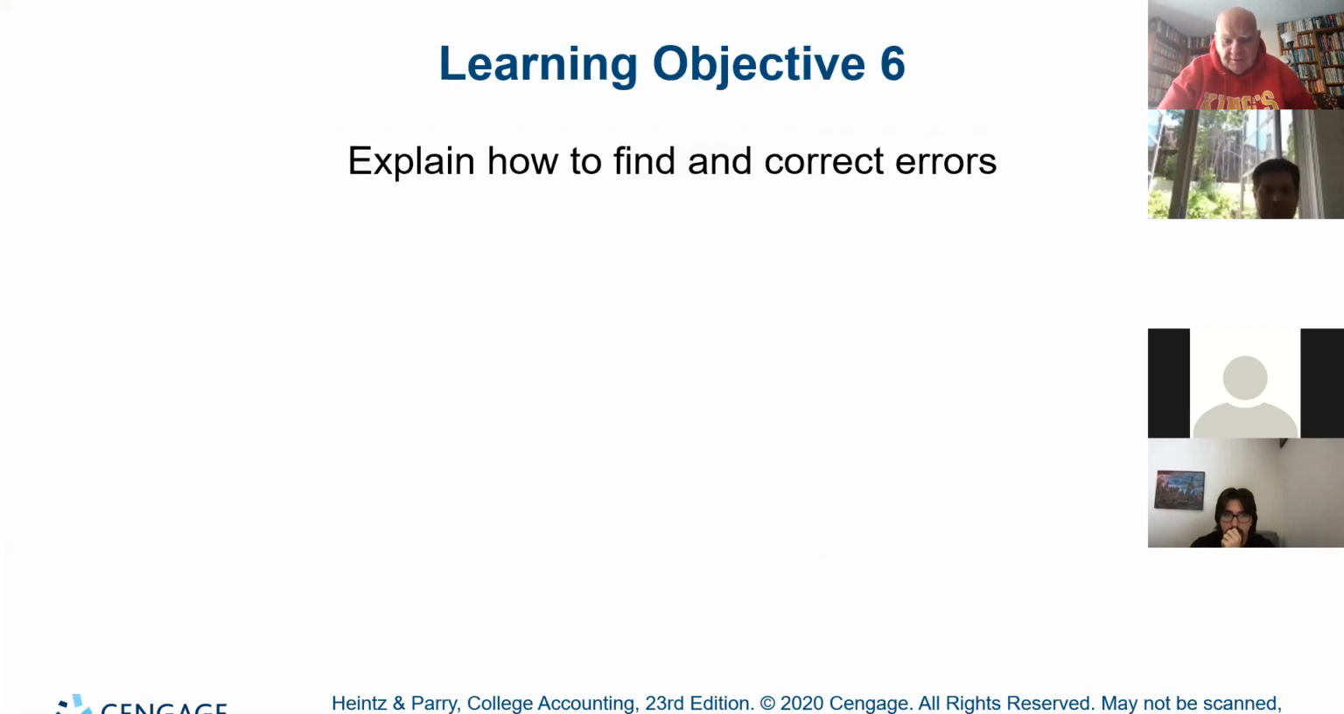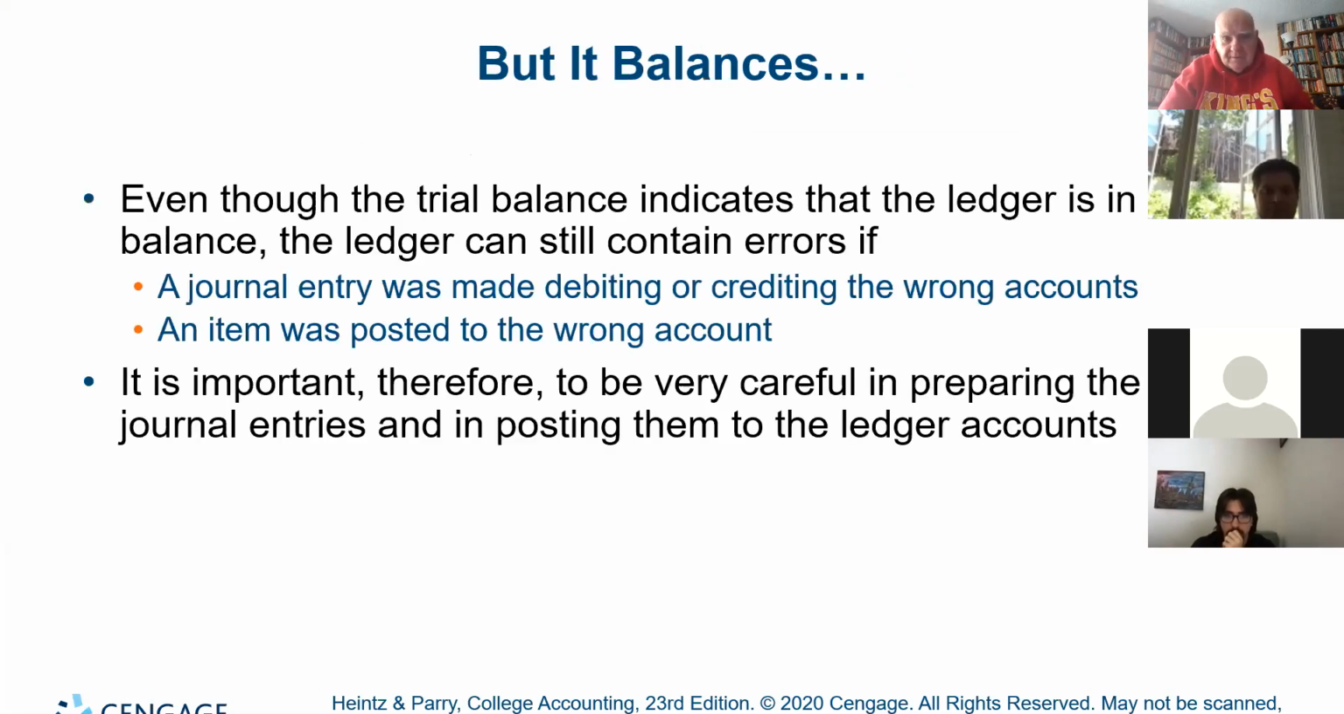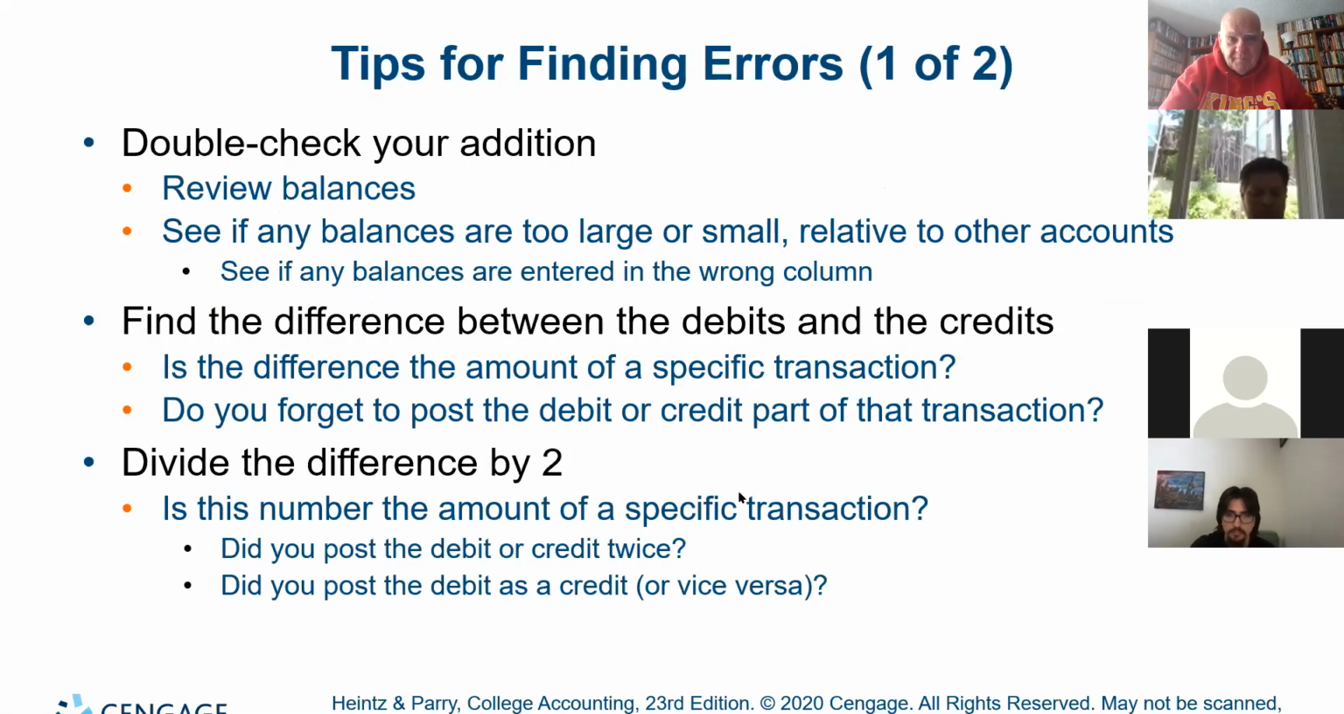How to find and correct errors. I'm not going to spend too much time on this. Double check your work. Even though the trial balance indicates the ledger's in balance, the ledger can still have errors. That trial balance we just looked at, that thing could be 99% baloney. It could be all wrong. But our debits equal credits. That's all it's telling us. And how could it be botched up? Well, if you debited or credited the wrong account, or you put it on the wrong side. So be very careful in posting. Guess what? We kind of knew that, huh?